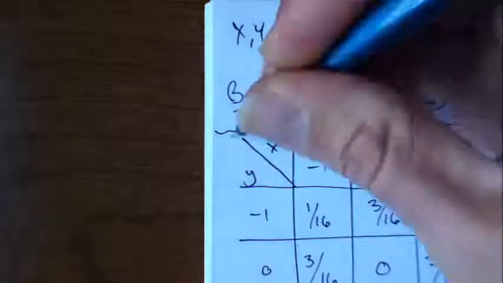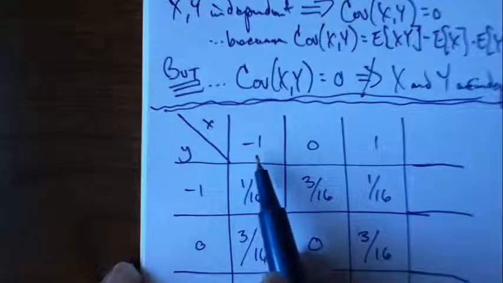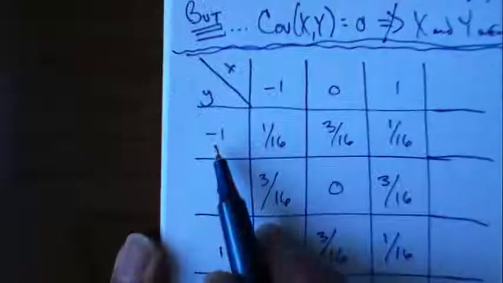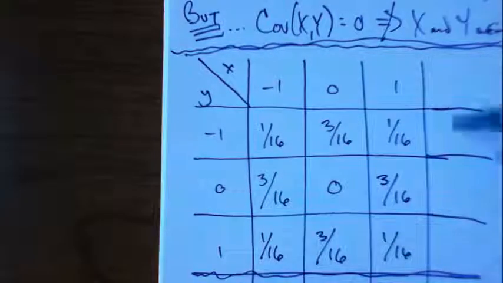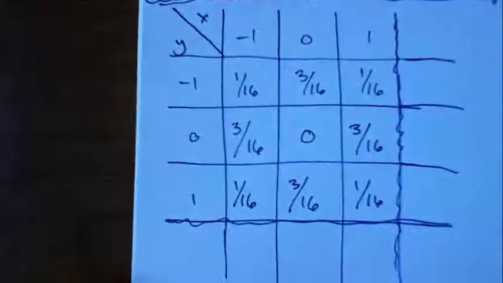Let's take a look at an example here. Let's say X and Y are two random variables. X can be -1 or 0 or 1, and Y could also be -1 or 0 or 1. Just for fun, let's get the marginals here. Maybe you want to pause the tape and do this for yourself.